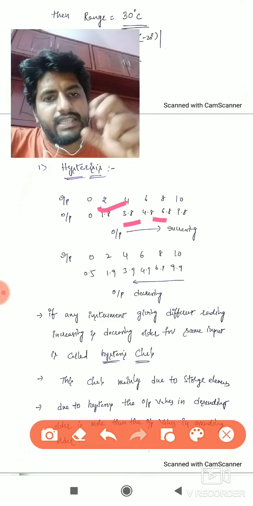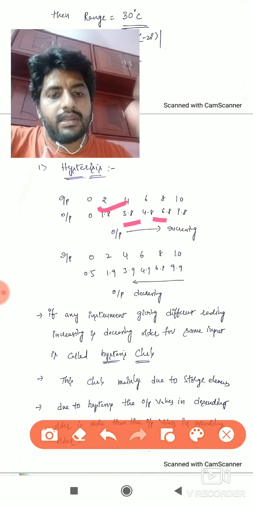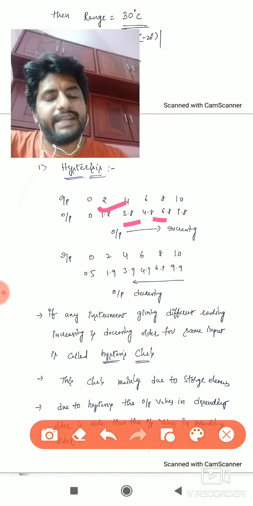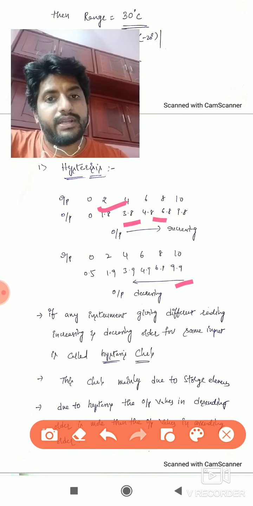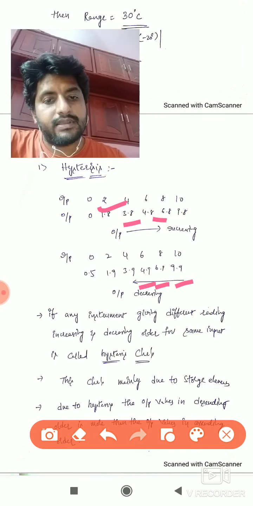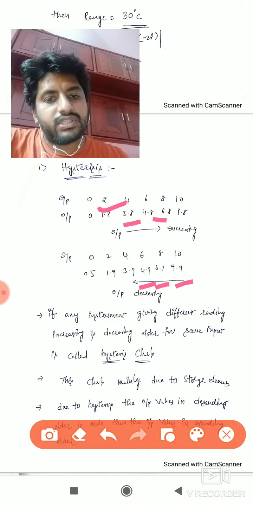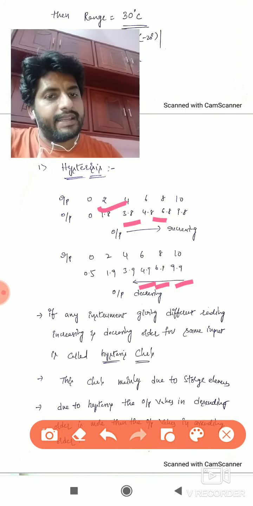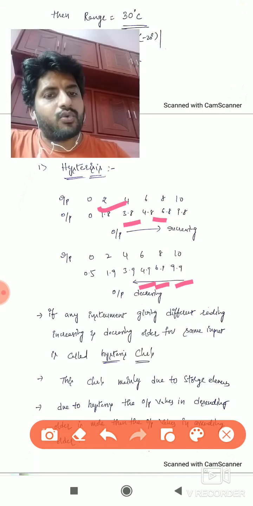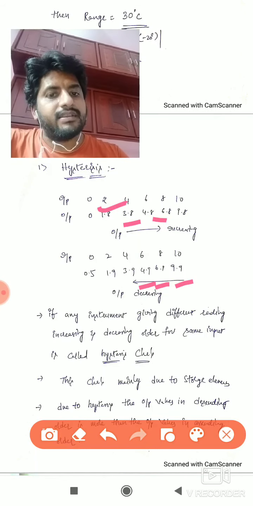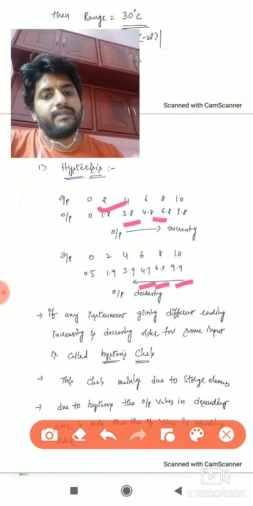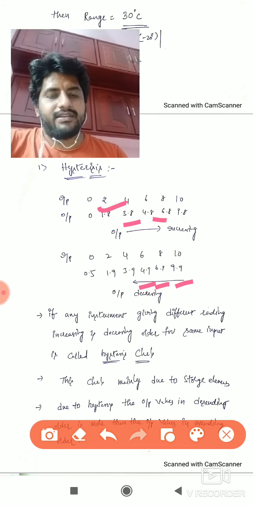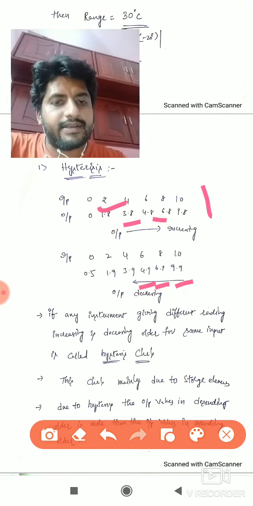Now, the same instrument, I'm applying in decreasing order. First, I'll give 10. I'll get the result of 9.9. For 8, 6.9; for 6, 4.9; for 4, 3.9; for 2, 1.9; for 0, 0.9. Definitely, the same instrument in the reverse direction, the output that you are getting is very high when compared to the increasing order. I think you understand, right?